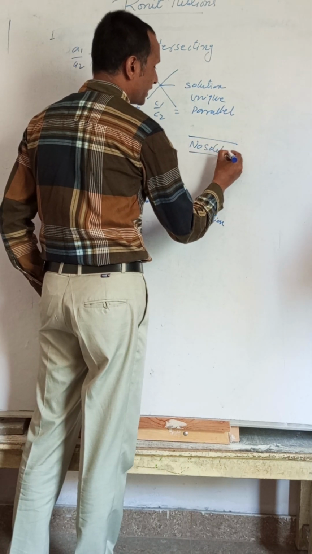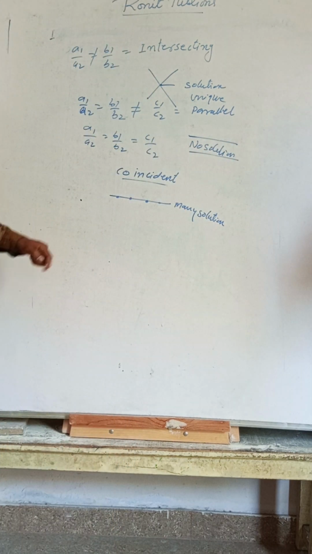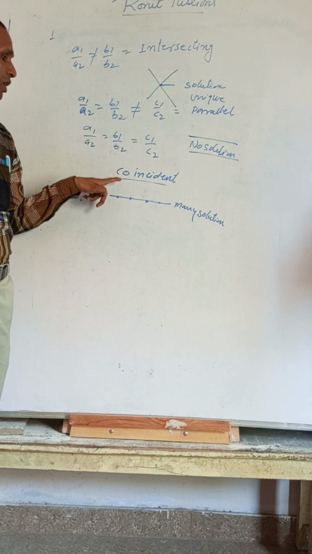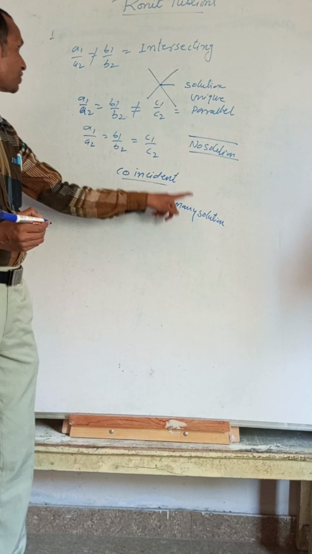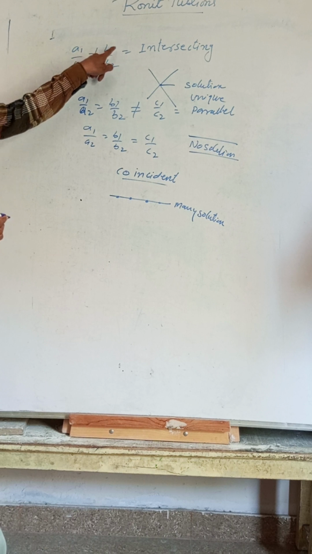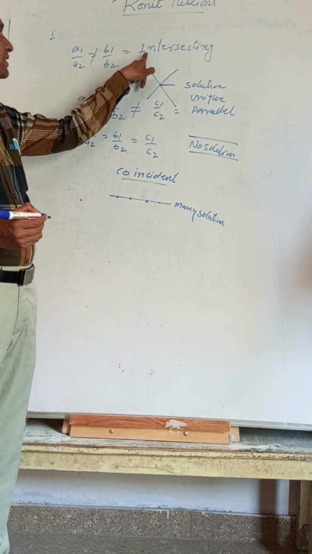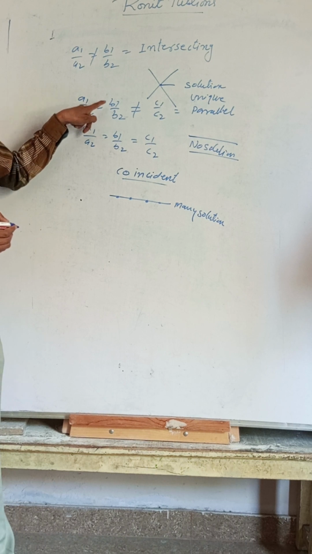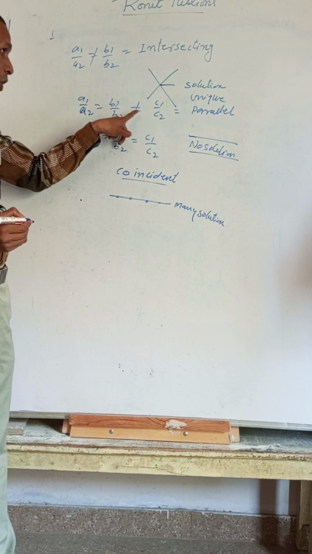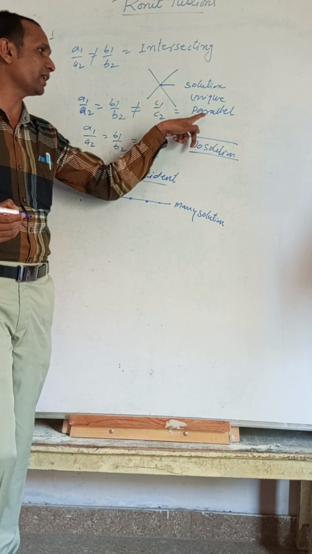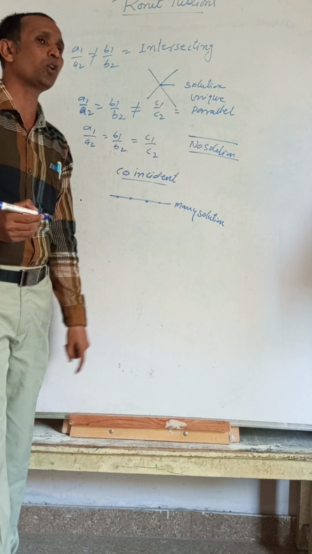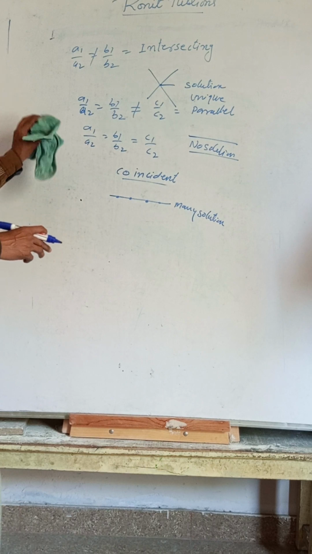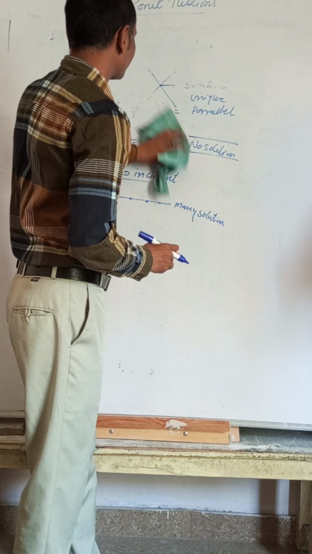So these are the three conditions. A1 by A2 is equal to B1 by B2 is equal to C1 by C2: the lines are coincident, with many solutions. A1 by A2 is not equal to B1 by B2: intersecting lines, unique solution. A1 by A2 is equal to B1 by B2 but not equal to C1 by C2: the lines are parallel and there is no solution. So in this question, the answer is that the lines are coincident lines.